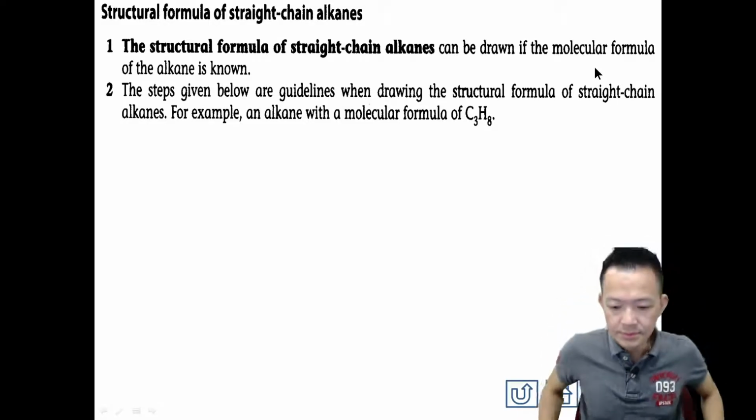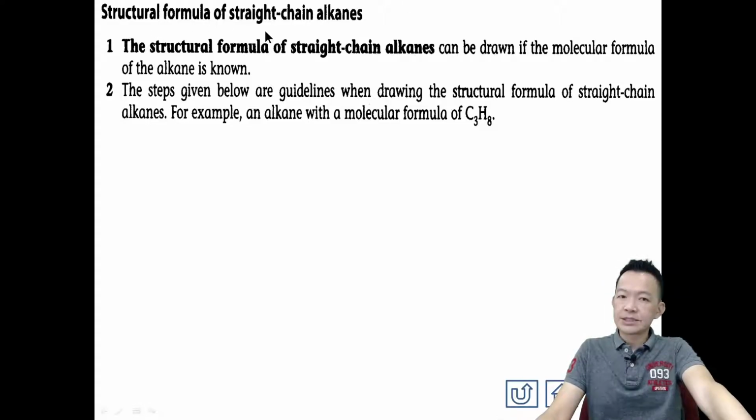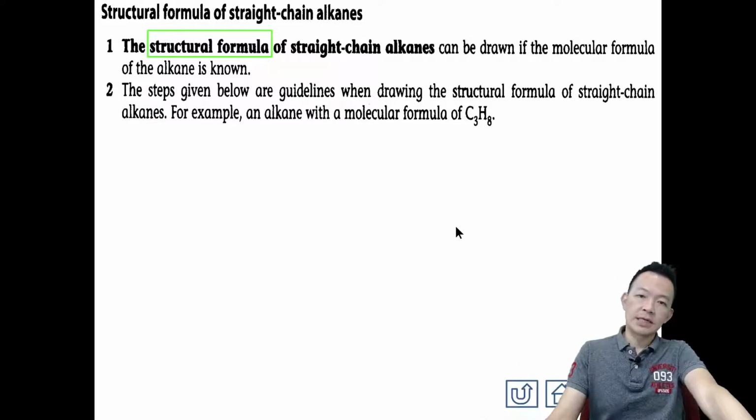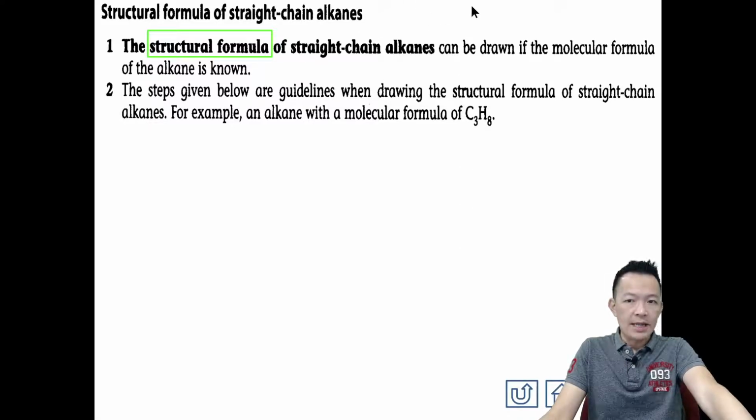Next, the structural formula of the straight chain alkane. Highlight this word, structural formula. It is not a chemical formula, nor a molecular formula. It is called structural formula. The structural formula of the straight chain alkane can be drawn if the molecular formula of the alkane is known. What does that mean? If somebody gives you the molecular formula of the compound.